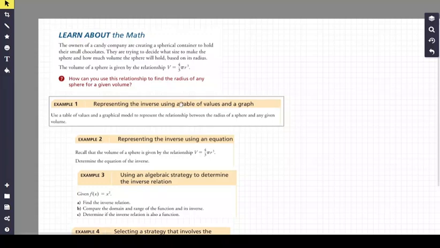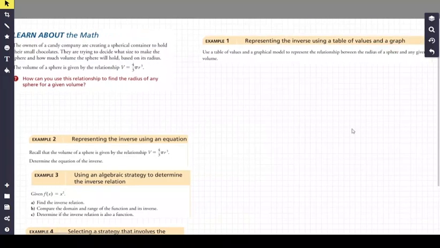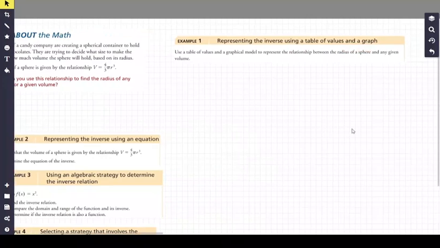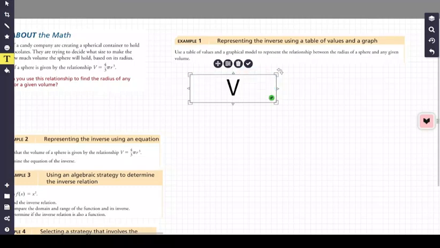This leads us to example 1. Use a table of values and a graphical model to represent the relationship between the radius of a sphere and any given volume. Let's go ahead and do that. So let's write out a table of values: R in centimeters, and on the right we will have volume in cm cubed.